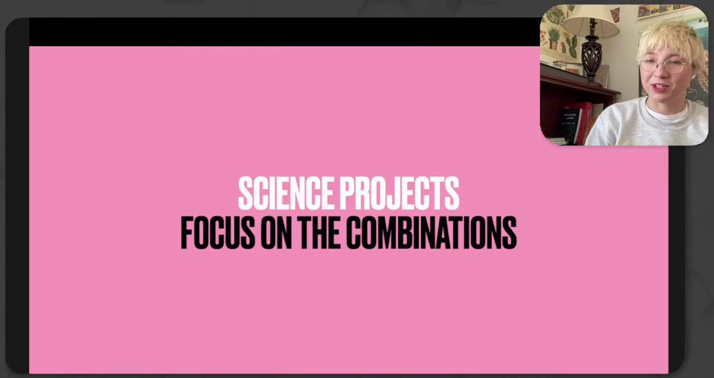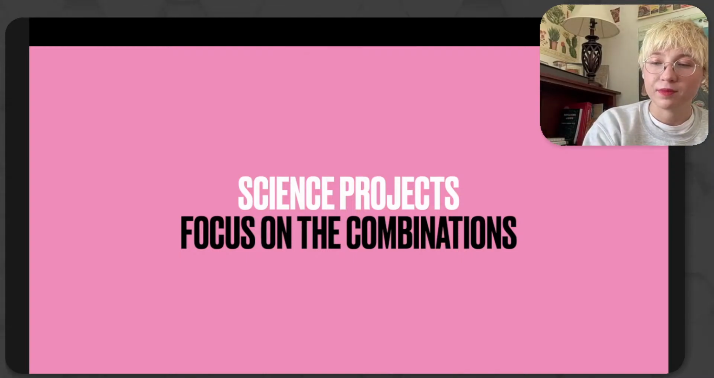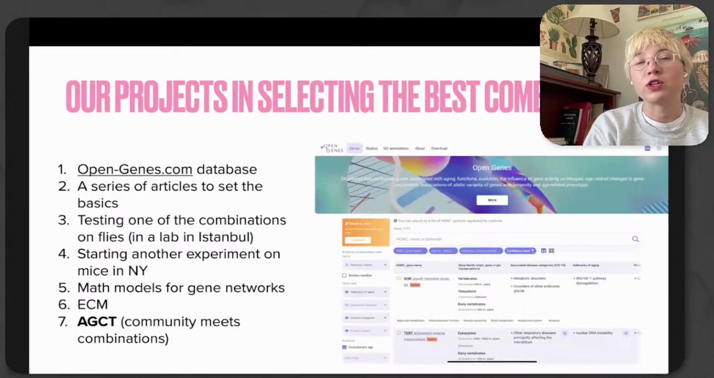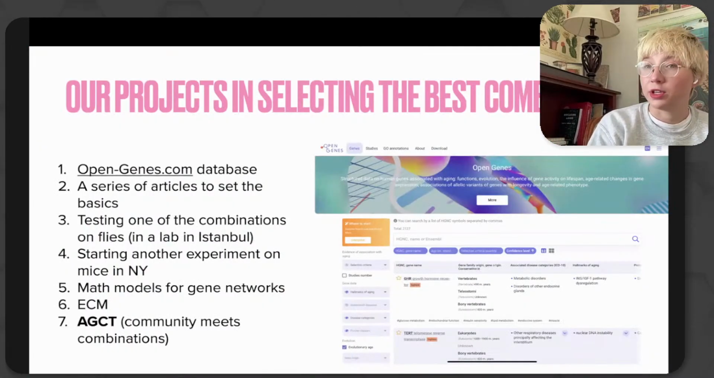Because if we're talking about combinations, we are facing this problem of a huge combinatorial number of experiments we are about to test. And how do we select the best combinations of drugs, of targets, of genes, of anything? And we do a number of experiments here as well. So these are our projects in selecting the best combination.